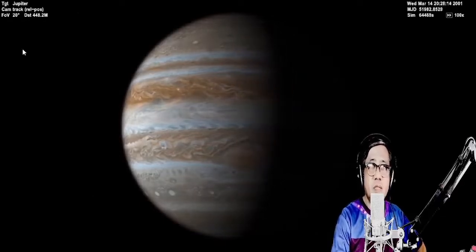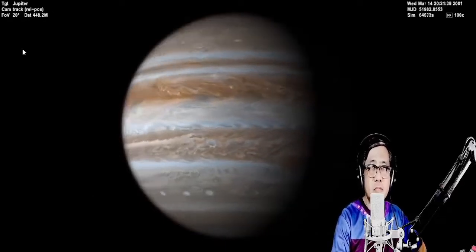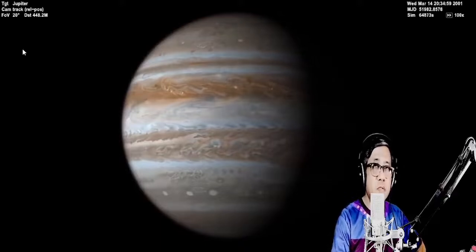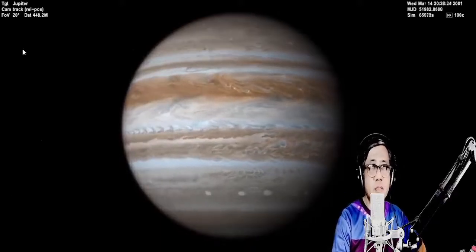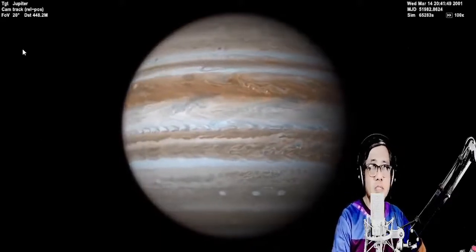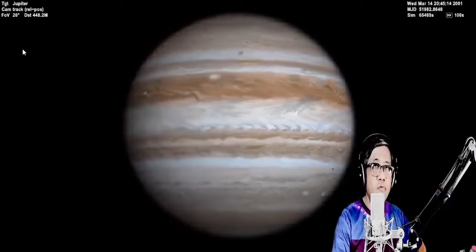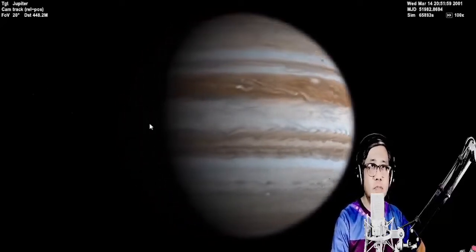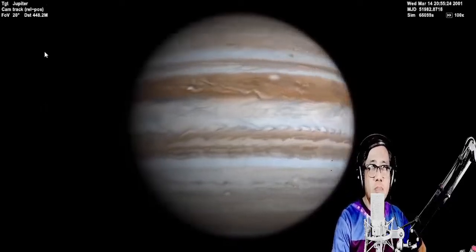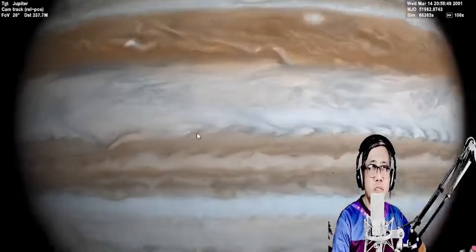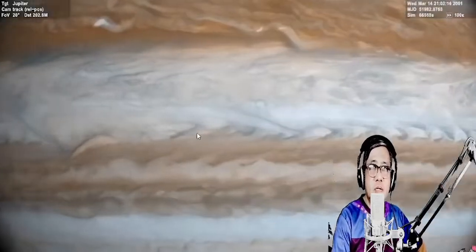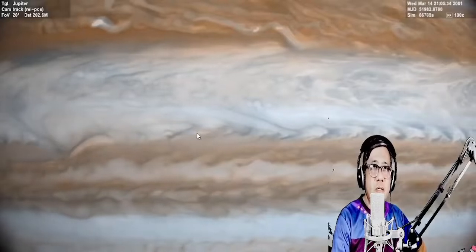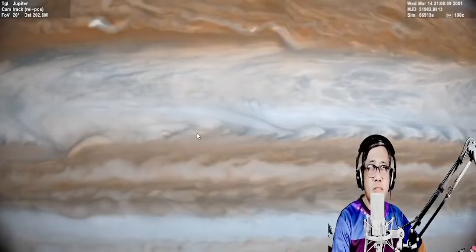Alright. Kitang-kita natin yung mga belts. So yung atmosphere ng Jupiter has a belted appearance or banded appearance. And these belts, they move in opposite directions. Kinunan yan ng Voyager. Yung mga belts na yan, they move in opposite directions. Alright, mga ka-spacers, isn't that fascinating?